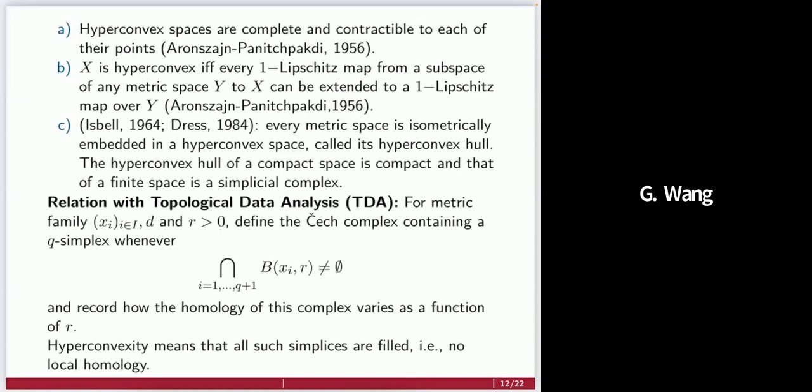Is it easy to visualize the hyperconvex hull of Euclidean space? Well, that is some kind of L infinity space. In general, the elements, in fact, essentially are distance functions from the points. I see. Thanks.